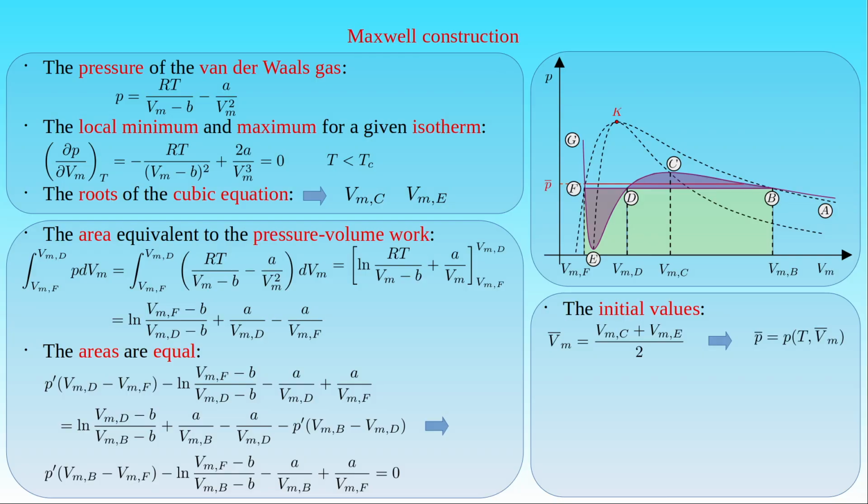If we insert the pressure P bar into the van der Waals equation and solve it for the molar volume, then we obtain the other two roots V sub mb bar and V sub mf bar, besides the root Vm bar, which can be used as the initial boundaries of the phase transition in the procedure.